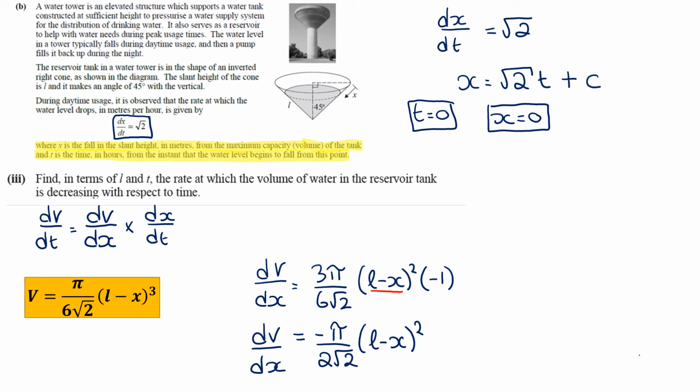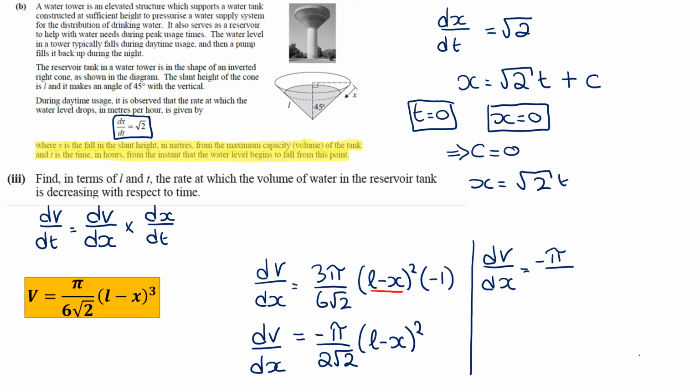So working those through, we end up with c equals 0, which means that x is simply root 2t. So I can go back to my dv/dx and change that. So dv/dx is minus pi over 2 (root 2 L minus root 2t) all squared.